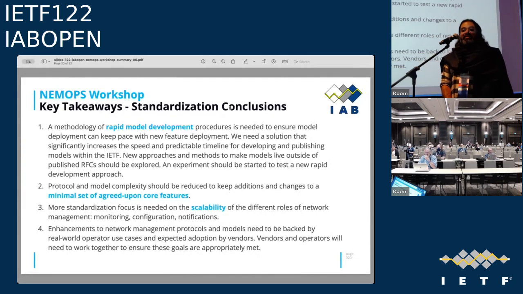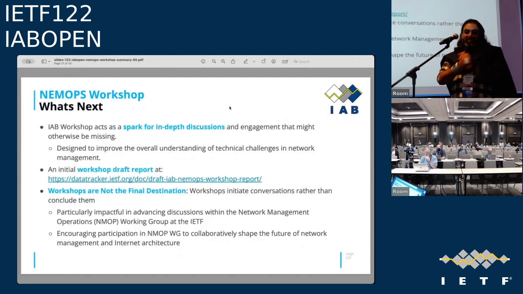We have two people in line. Yes, rapid model development is needed. We need to agree on a minimal set of features within the working group rather than just piling on features, which becomes too complicated to deploy. More standardization focus should be on scalability, and whatever enhancement we do needs to be backed up by real use cases and operator input, rather than just features which are nice to have. Final slide. Yes. Right. So final message: IAB workshops are the starting point of discussion.